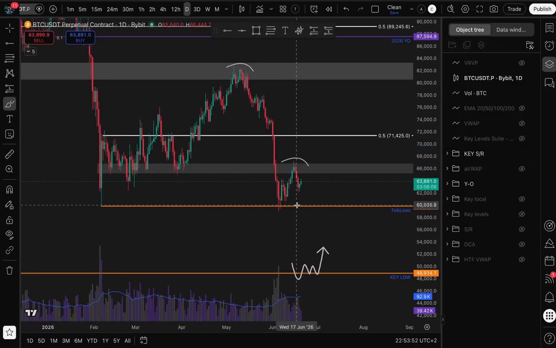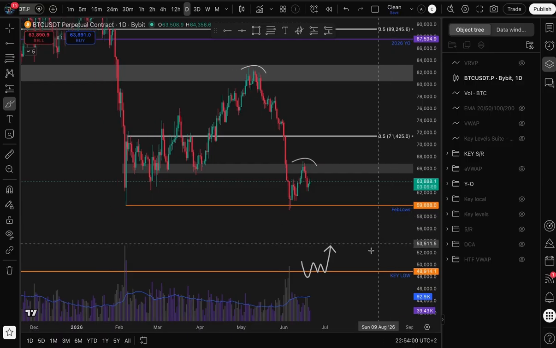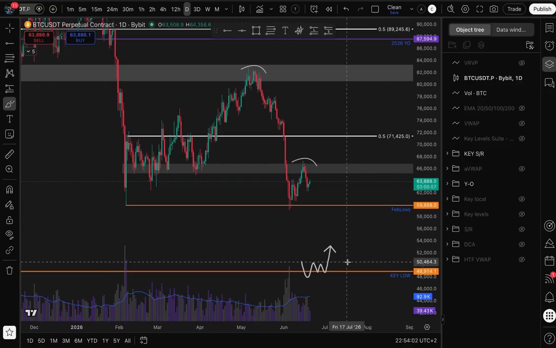Also, Feb lows, which I have bought some spot from, remains a key support area below. And I'm pretty much just watching extremes, and sooner or later my ideal scenario would be to get down to 49k, 48k for buying more spot and potentially looking for a swing long position.